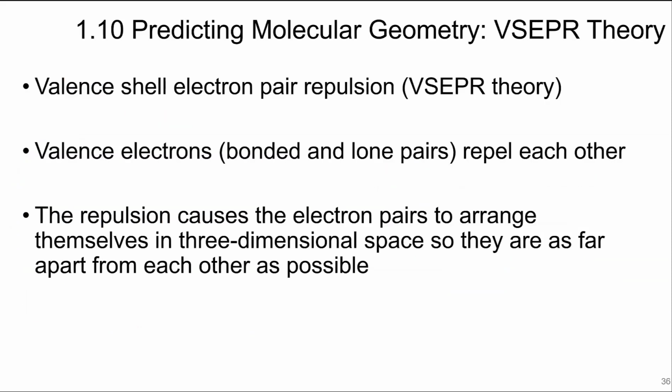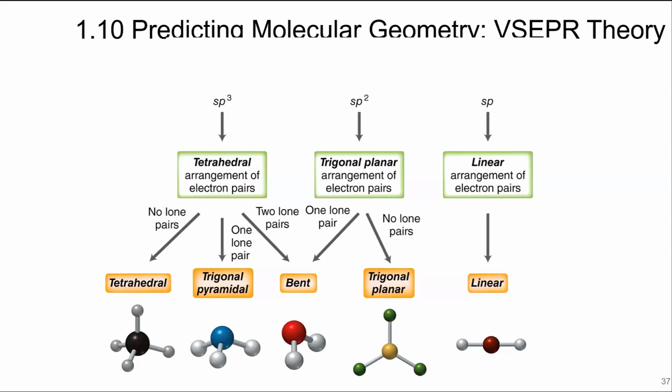Predicting molecular geometry, this is the VSEPR theory. Valence shell electron pair repulsion, so that's the acronym there. Valence electrons repel each other, which we know, so they want to be away from each other as far as possible. And that repulsion causes the electron pairs to arrange themselves in 3-dimensional space, again, so they're far apart from each other as possible. We've seen something like this before. You only have to worry about a couple of molecules here in this class. You don't have to worry about super complicated ones.